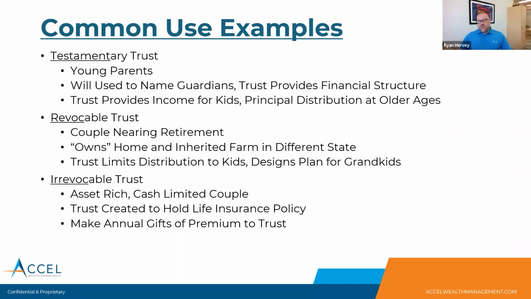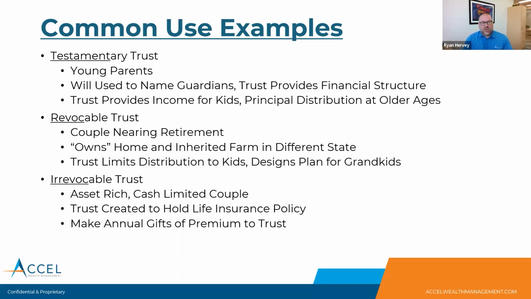So common use, and this is, I think, where you start to look for yourself or look for your family in some of these trust examples. Testamentary trust is commonly used with younger parents. So, you maybe haven't been married very long. You're probably not flush with cash quite yet. Testamentary trusts are cheaper to do because it's just a will. Attorneys charge less for a will with a trust in it.